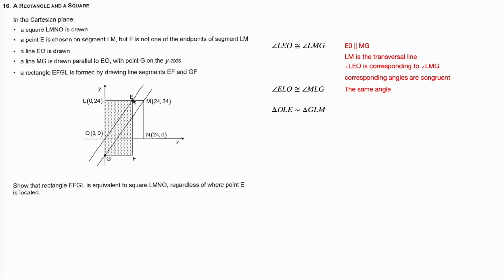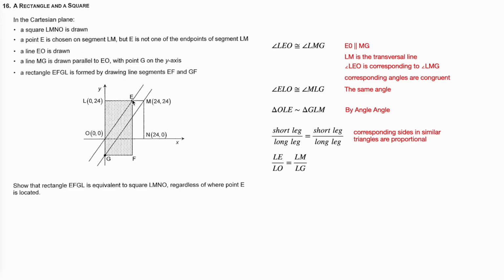Triangle OLE is similar to triangle GLM by angle-angle similarity. With angle-angle similarity, the corresponding sides are proportional. Look at this short leg, L to E. This short leg compared to its long leg in the small triangle should be proportional to the short leg in the big triangle compared to the long leg in the big triangle, because corresponding sides in similar triangles are proportional. The short leg is L to E, the long leg in the small triangle is L to O.